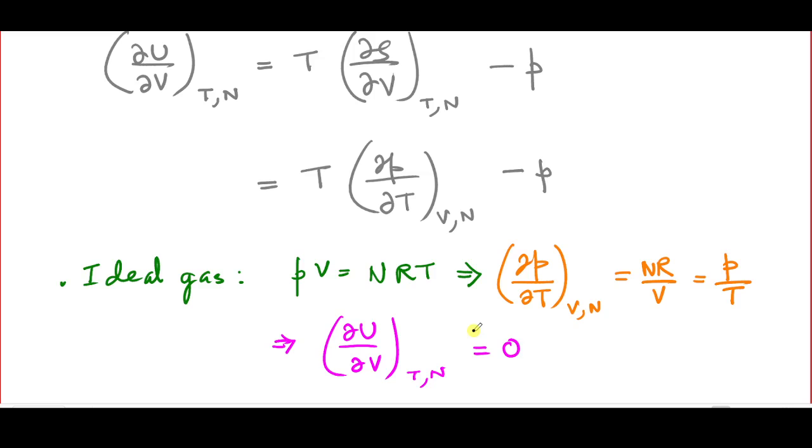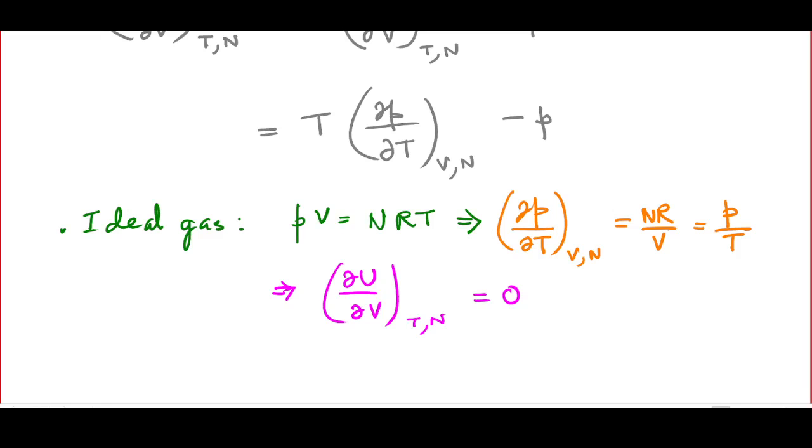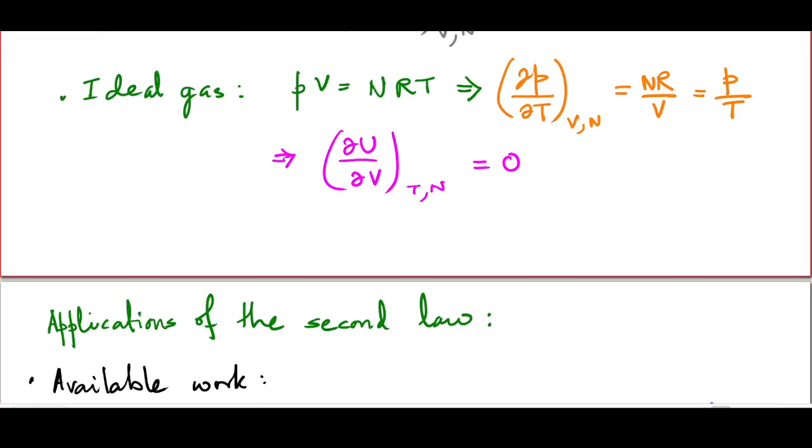Now with this recapitulation out of the way, I'm going to call this a recapitulation too, because I'm pretty sure I've worked this out in one of the previous 19 lectures. What we are going to do is look at a few applications of the second law which we have not covered so far. The first result that we are going to cover is the so-called available work theorem.